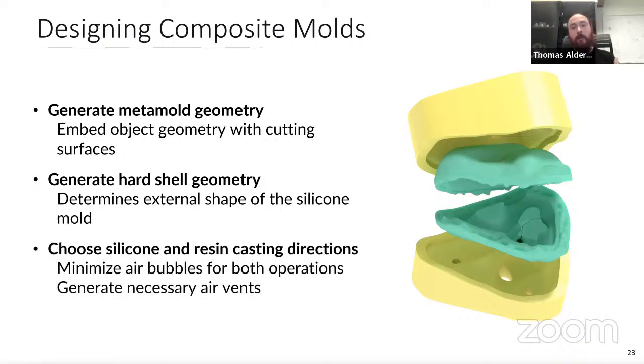At last, the last step of the metamold design process is to select the best silicon and resin casting directions so that you can minimize the risk of having air bubbles trapped inside your cast.